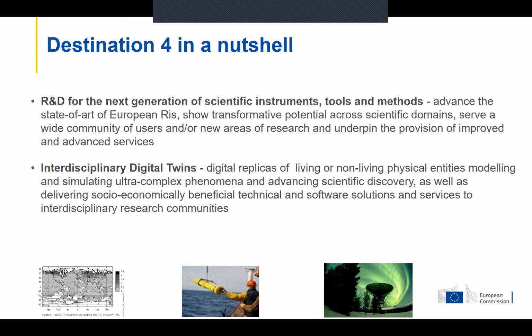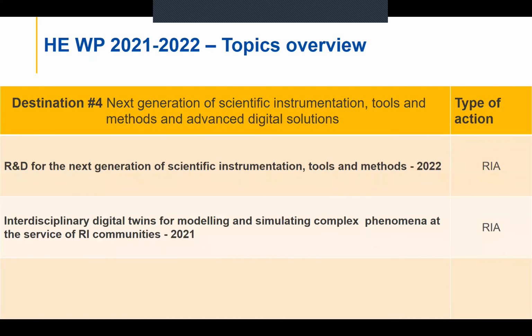And then the second topic is on the development of digital twins to address very complex phenomena and support advancement in scientific discoveries. As I said, two topics. We expect an important amount in terms of budget to be allocated to these activities. Actually, Destination 3 and Destination 4 are the two destinations where a large bulk of our budget will be allocated. And when I say an important share of the budget, I refer to an order of magnitude of 100 million per destination.